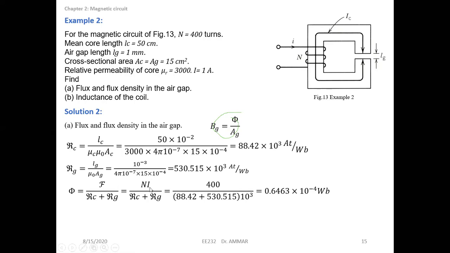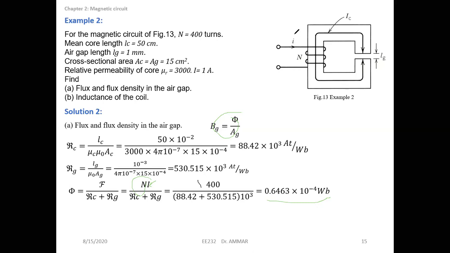This is the result, because of course F is equal to Ni, the number of turns multiplied by the source current, because it's the total. This one is the total MMF. So the current here is the current of the source, of course, and the number of turns. So F equals Ni over the summation of reluctances. So this is the result of the flux. Look, it's just calculation.